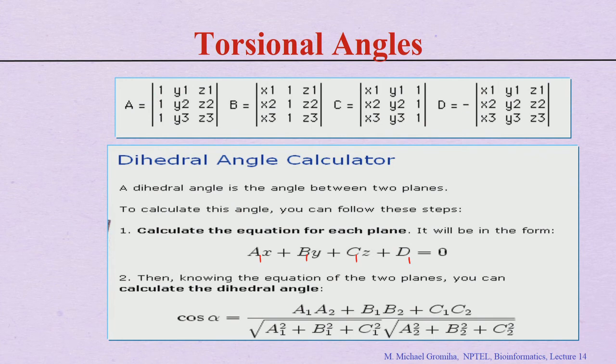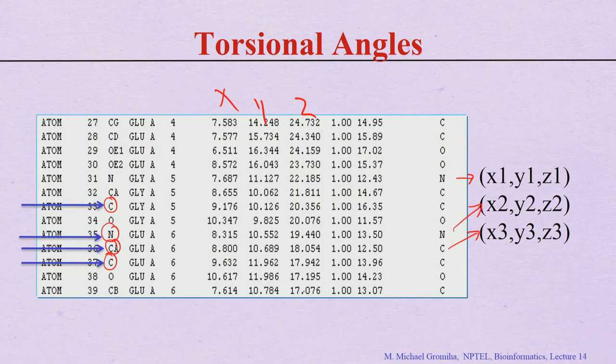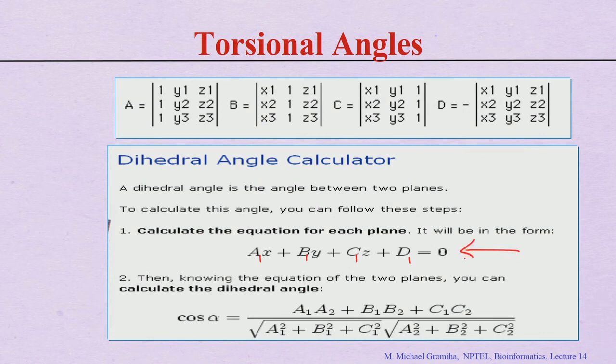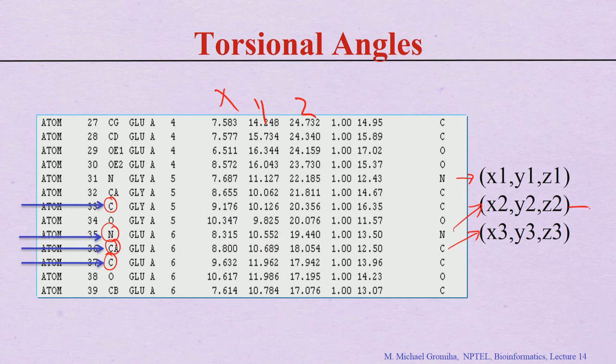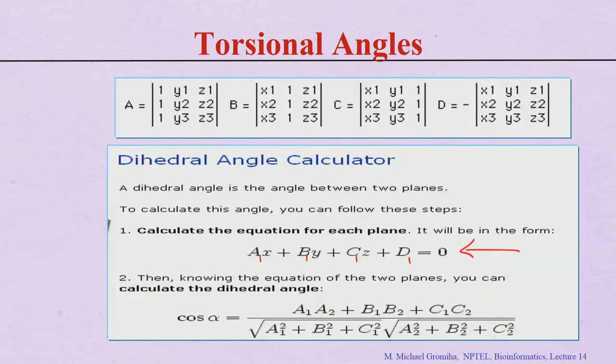Here the determinant with 1, 1, 1, y1, y2, y3, z1, z2, z3 is a. Likewise, you can calculate b, c and d, because all the coordinates are known. Then you can form this equation for plane 1. Then go for plane 2: take the other 3 atoms as 1, 2, 3, use the same approach, and you get a2x plus b2y plus c2z plus d2 equal to 0.